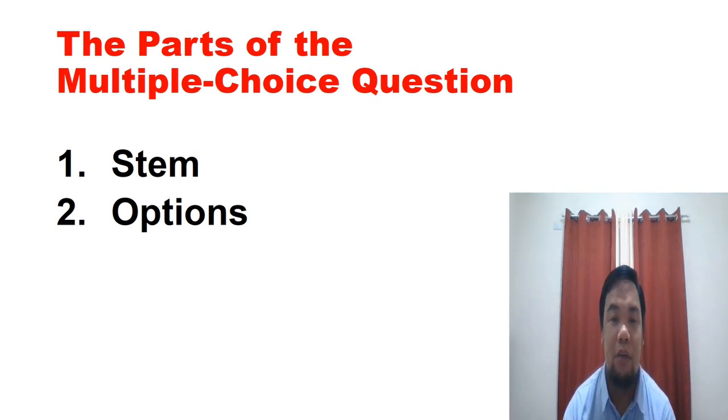The second part or structure of the multiple choice question is the options. Options are also called choices. Most of the time, there are four options from which the examinee will choose. There are two types of options, the key answer and the distractors. The key answer is always the correct answer, while the distractors are the wrong answers. Distractors are placed to measure whether the examinee will notice the differences by understanding the question.